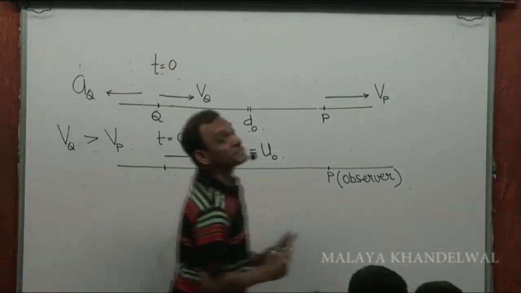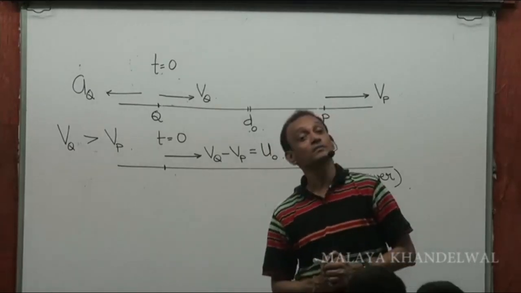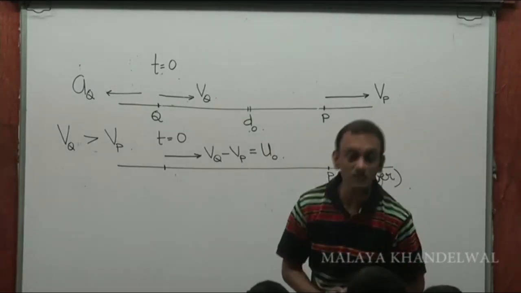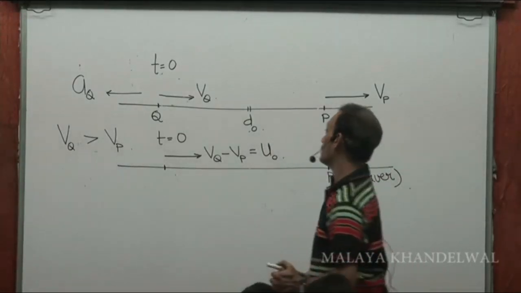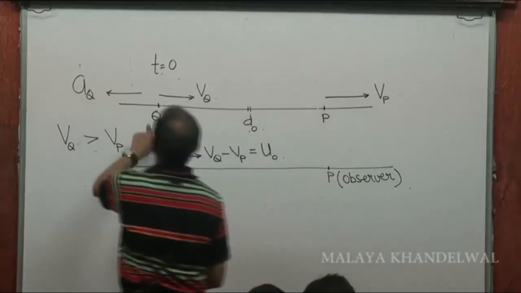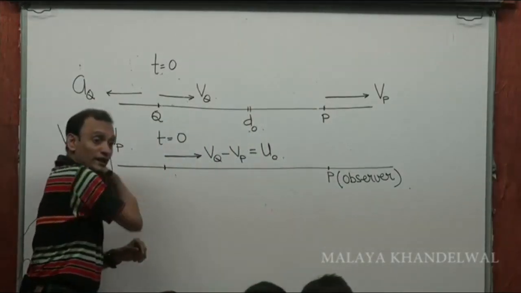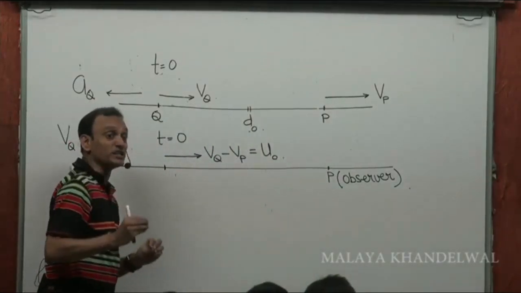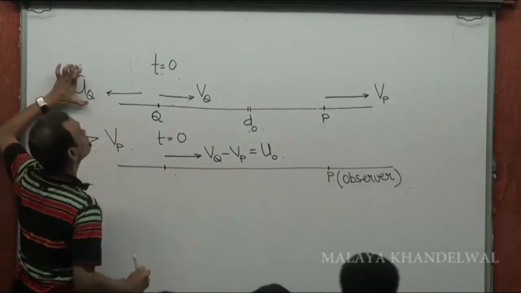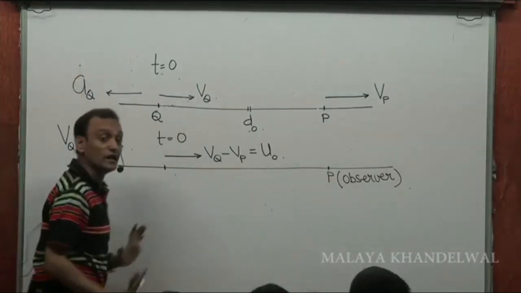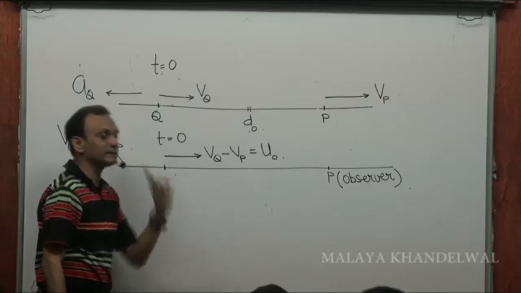Now, what is the acceleration of P? 0. Acceleration of P is 0. What is the acceleration of Q? AQ to the left. AQ meters per second squared. AQ say is 20. So it could be 20 meters per second squared to the left. Right?